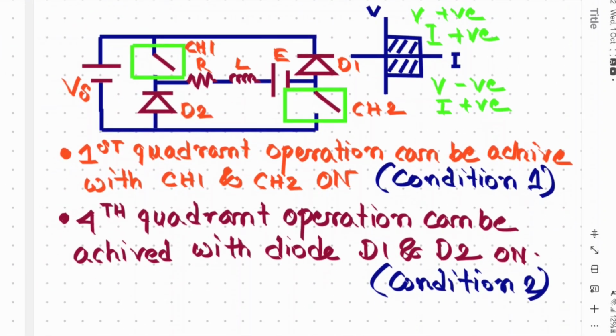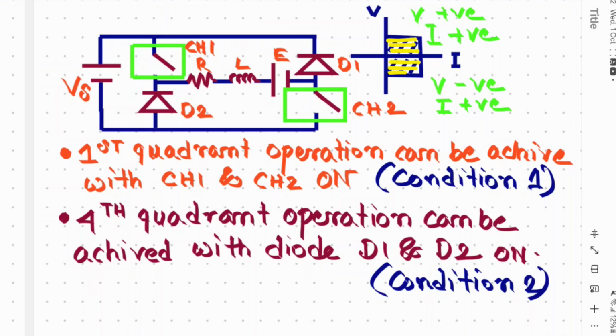As it is a two quadrant chopper, its operation is in the first quadrant and fourth quadrant. In the first quadrant, both voltage and current are positive, and in the fourth quadrant, voltage is negative and current is positive.